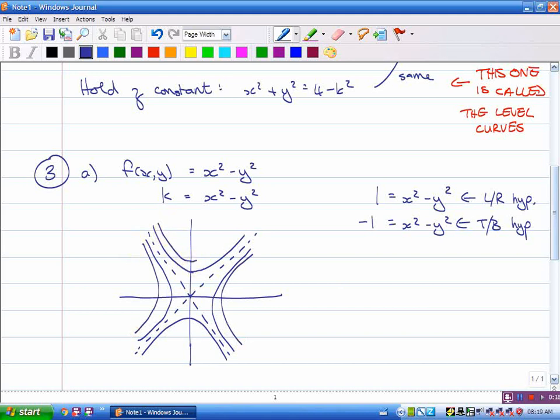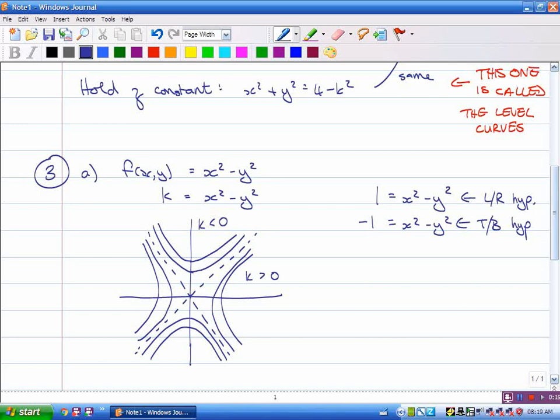Please draw nicer drawings than mine in your notebook. When I put the solutions up on Vula, I cleverly drew them in a graphics program, so the one that'll go up in the solutions is much prettier than this. Okay, so these ones over here go with k greater than 0, and these ones over here go with k less than 0. And what if k actually equals 0?